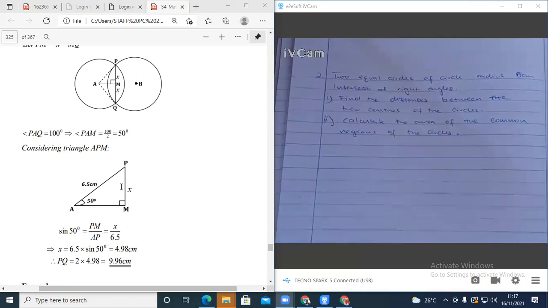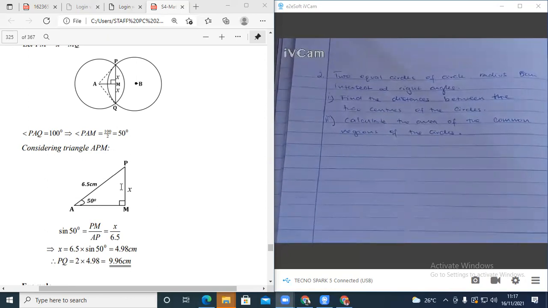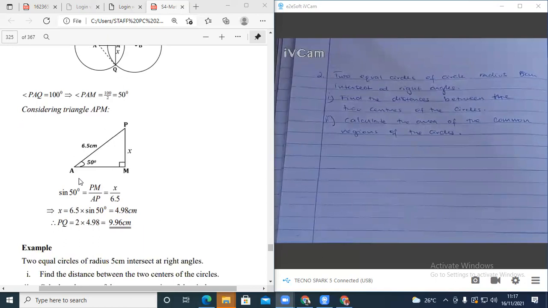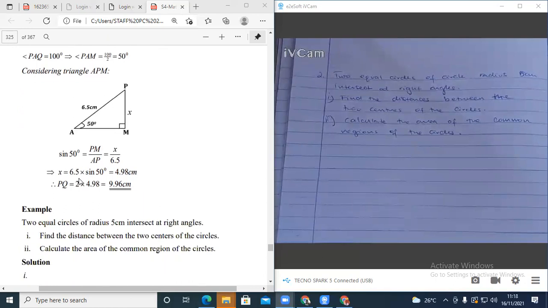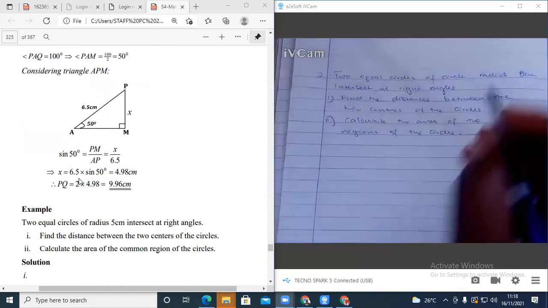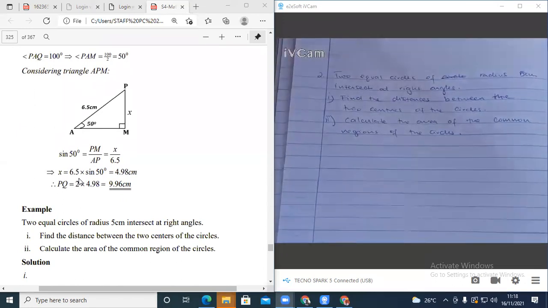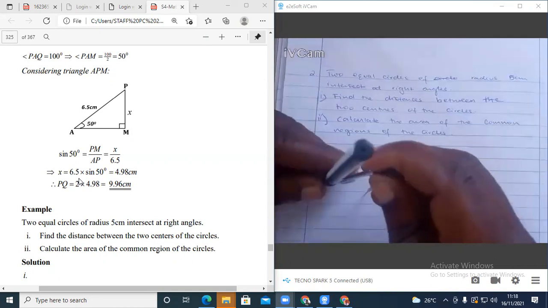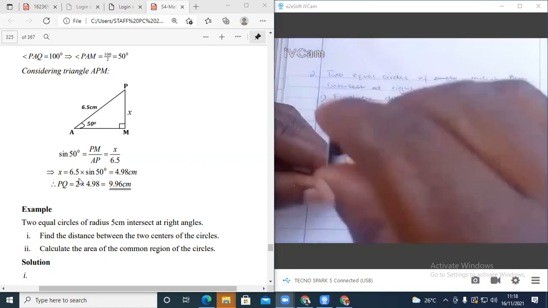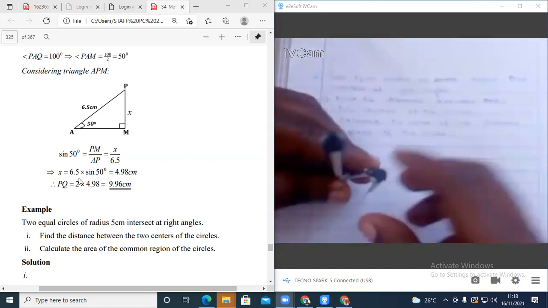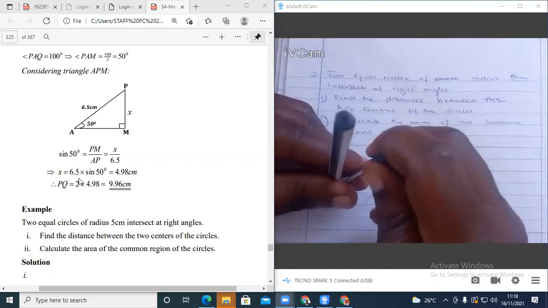So if they are saying two equal circles of radius 5 centimeters, intersect at right angles, so we are going to draw two circles which have the same radius intersecting at right angles. Wow, this is nice. So let us draw the first one. When I do this one, I must make sure it is big because I need to see what I'm going to calculate.